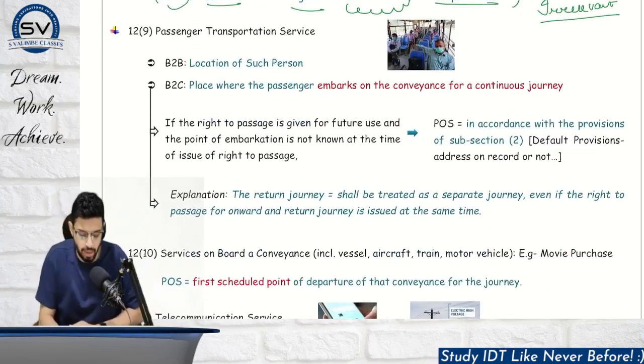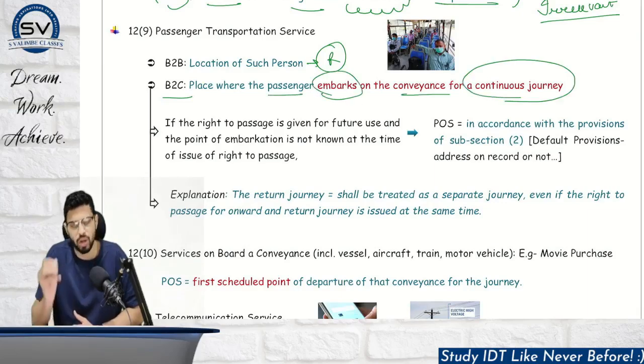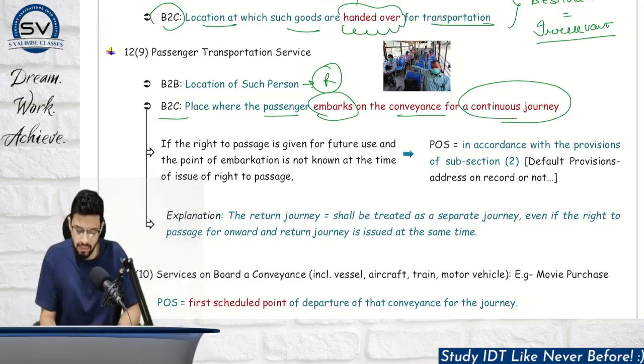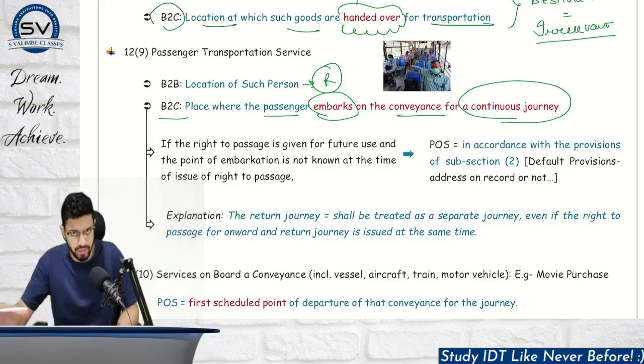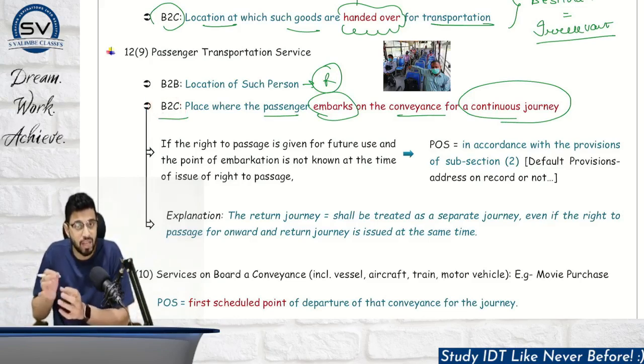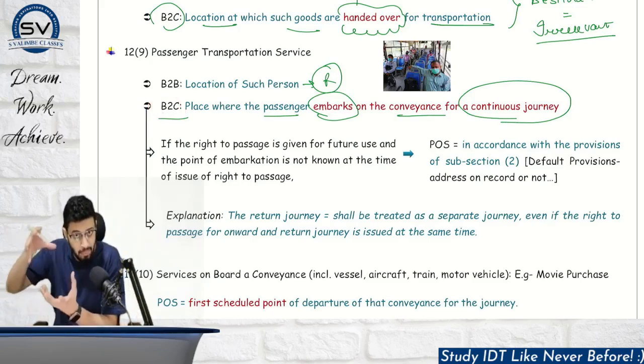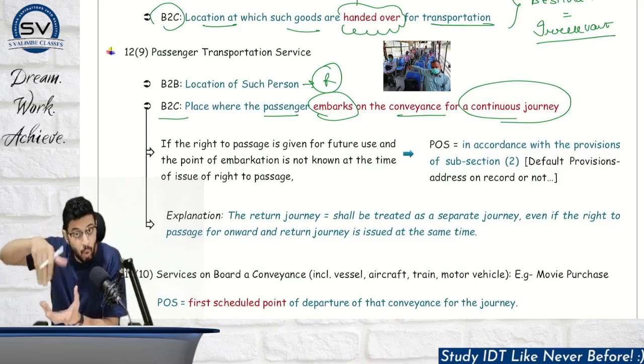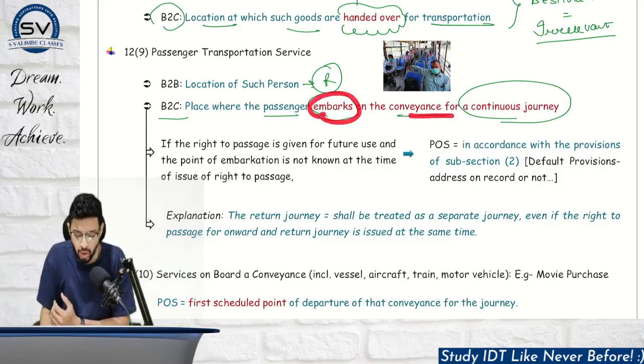Passenger transportation, B2B and B2C again. B2B means location of such person, that is your recipient, and B2C will be the place where the passenger embarks on the conveyance for a continuous journey. So basically, with respect to passenger transportation also, we have to see B2B or B2C. If it is a case of B2B, you don't have to analyze anything further. The location of that recipient will be the place of supply. If it is B2C, then we have to see what is that point at which the passenger embarks. Embarks means he is boarding the conveyance for a continuous journey.